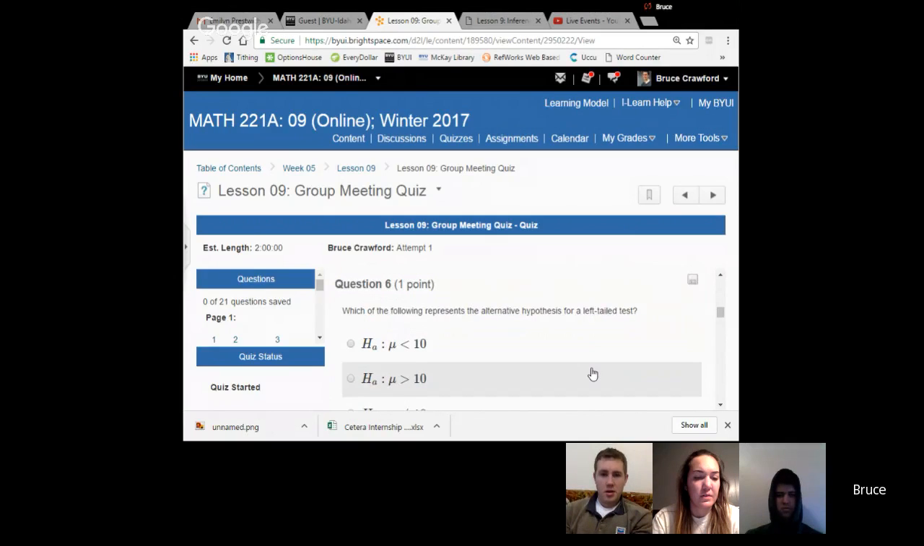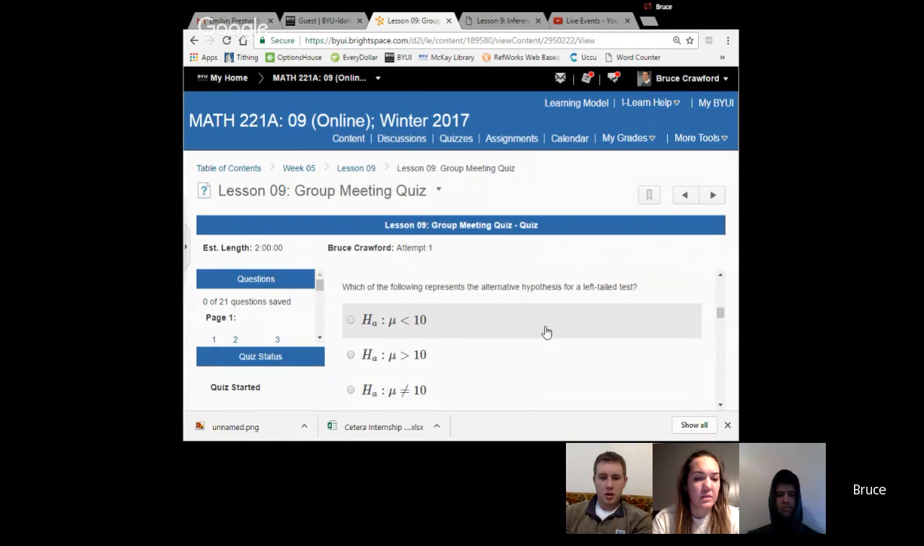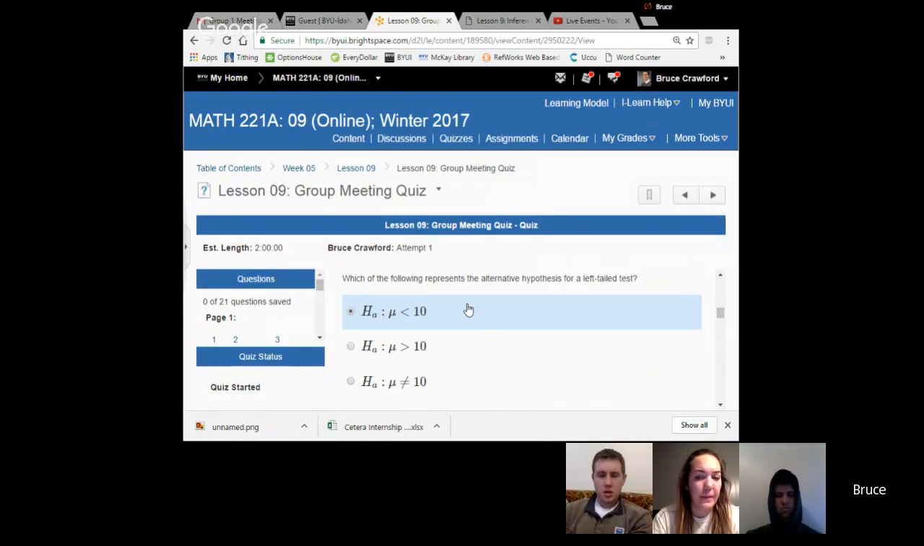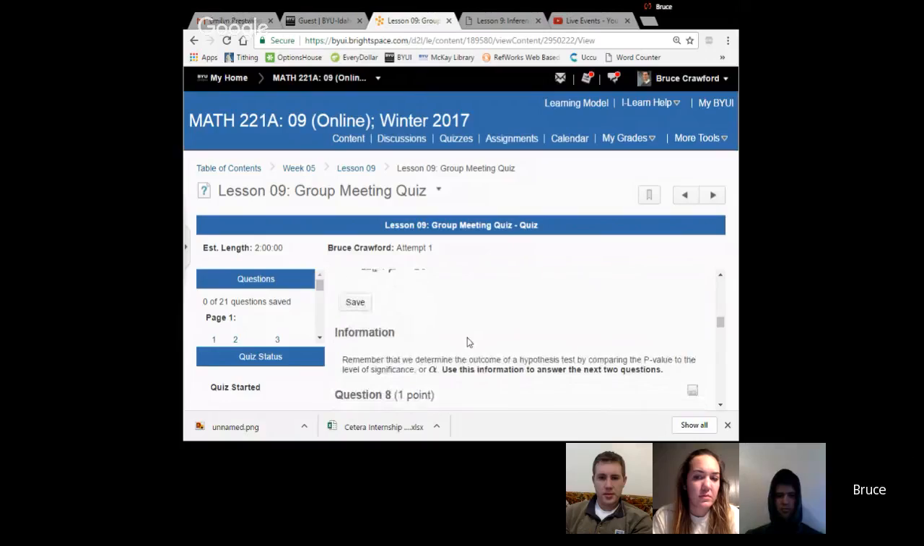Which of the following represents the alternative hypothesis for a left-tailed test? A. Mean is less than 10, right? Mm-hmm. Is that the one you guys said? Yep, that's what I got. Then the next one for the right-tailed test would be greater than. Yeah. Okay, this isn't too bad so far.